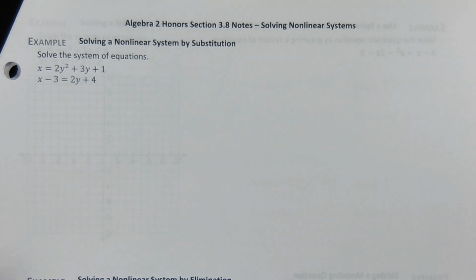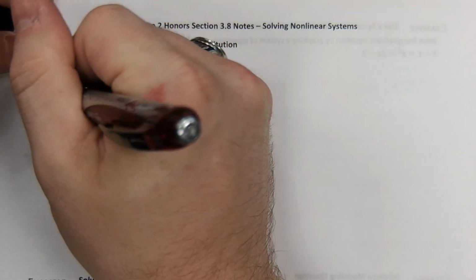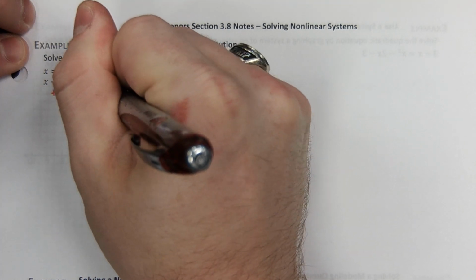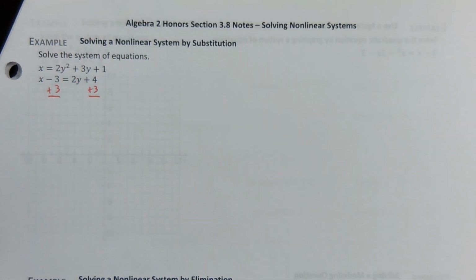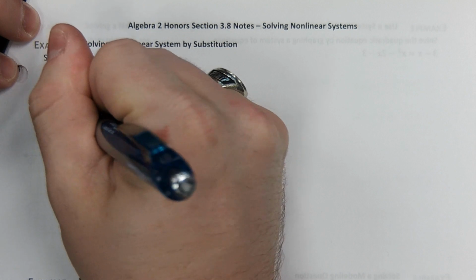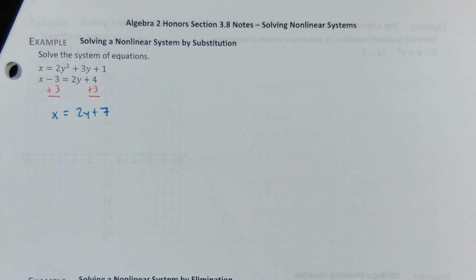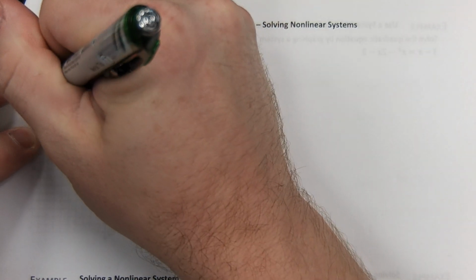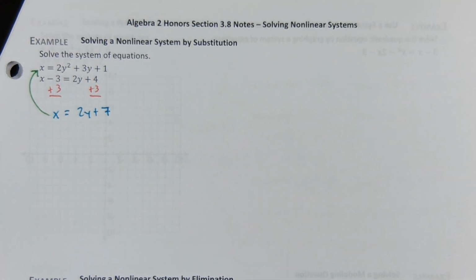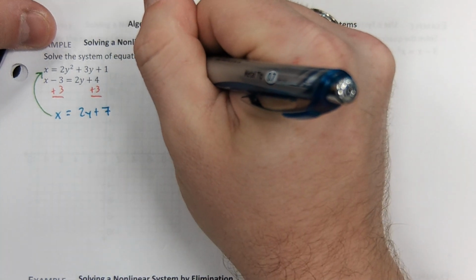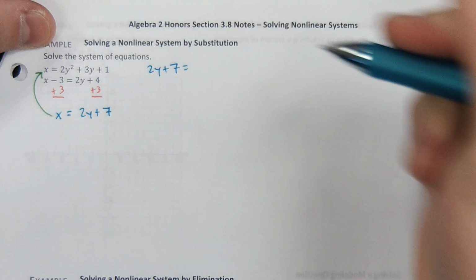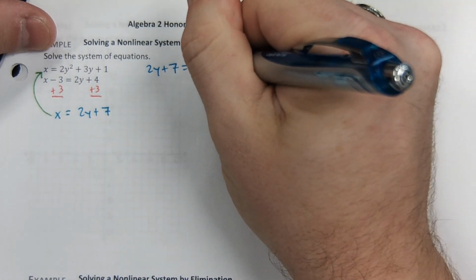Luckily, that second equation, x gets alone very, very easily. The second equation shows us that x is 2y plus 7. And if you know what x equals, plug that in. Take what x equals and plug it into this equation, right there. That is going to give us 2y plus 7 equals 2y squared plus 3y plus 1.